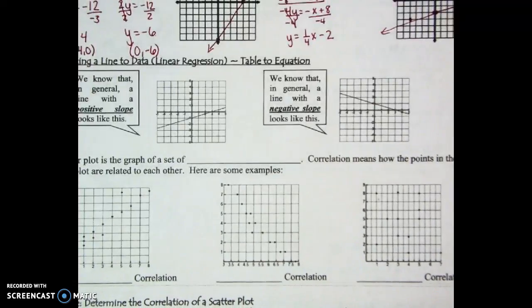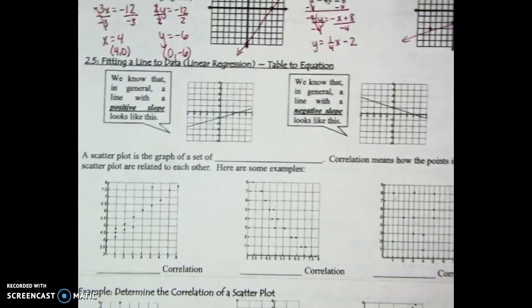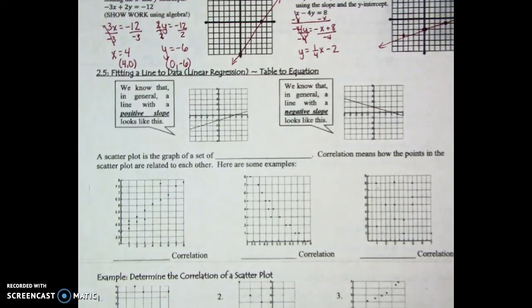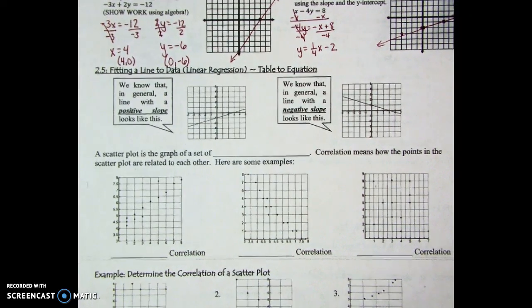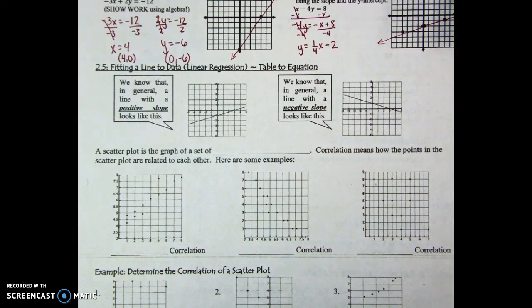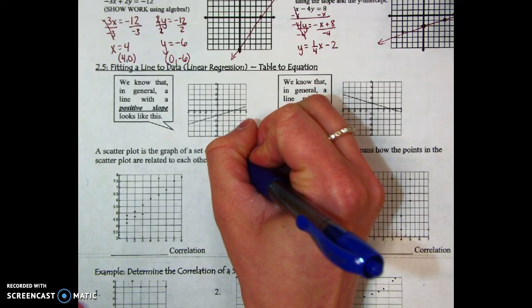Looking at this sentence right here, a scatter plot, which you have done in middle school already. So we're not spending too much time on scatter plots. I like graphing them and all that stuff. So it says a scatter plot is the graph of a set of numbers or data.